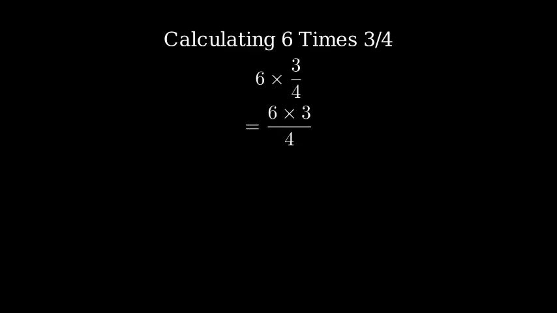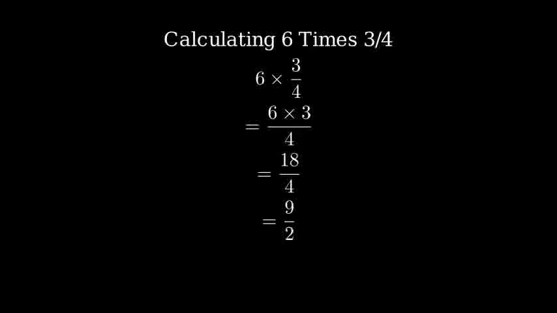When multiplying a whole number with a fraction, we multiply the whole number with the numerator of the fraction and keep the denominator the same. The numerator becomes 6 times 3, which is 18, and we keep the denominator as 4. And our value becomes the fraction 18/4.